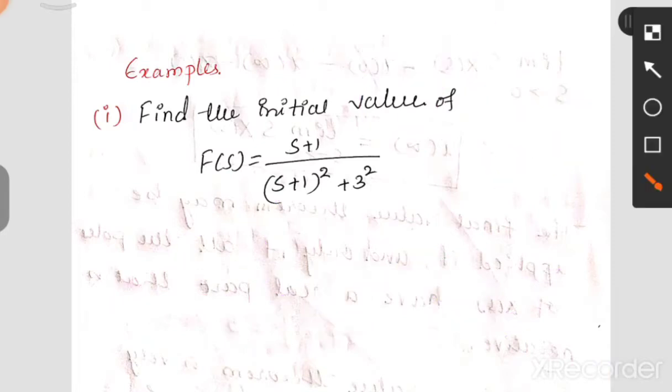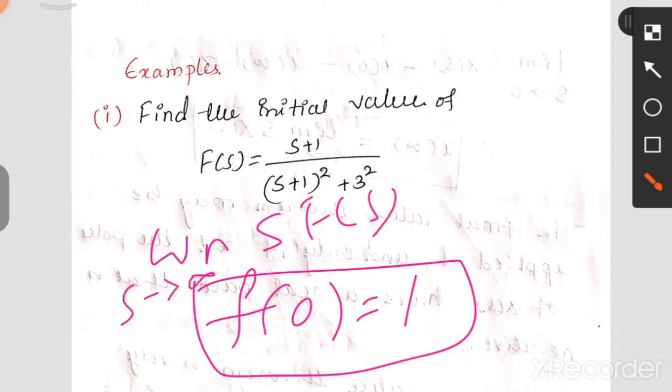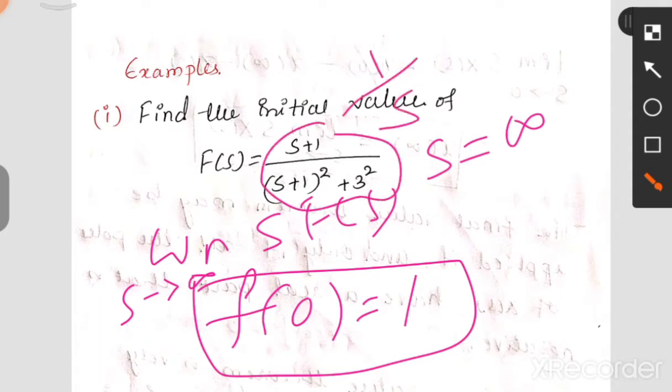So the limit, that is f of 0, will be 1, by substituting the limit of s into f of s, where s tends to infinity. Make sure whenever you are substituting s equal to infinity, your factors should be of 1 divided by s form.